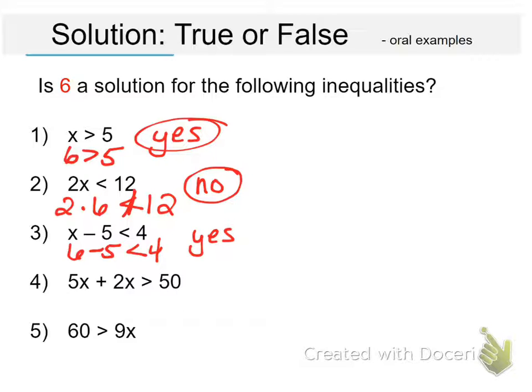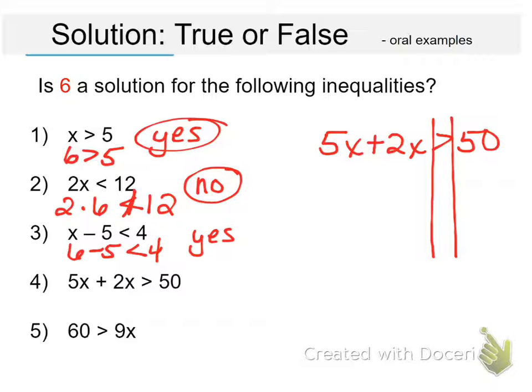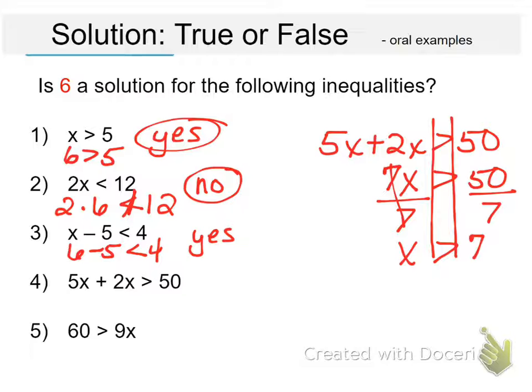So for the number 4, we could do 5x plus 2x is greater than 50. So pretend like it's got an equal sign and solve it exactly the same way. 5 plus 2 is 7, right? 7x is greater than 50. Divide both sides by 7. x is greater than, anybody know what 50 divided by 7 is? About 7 and 1/7. Good, 7 and 1/7.